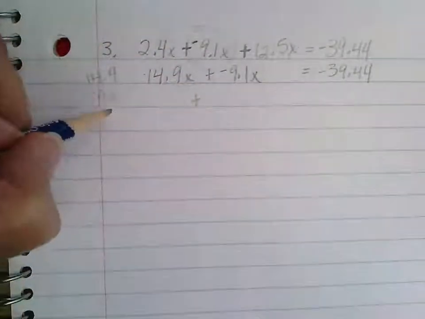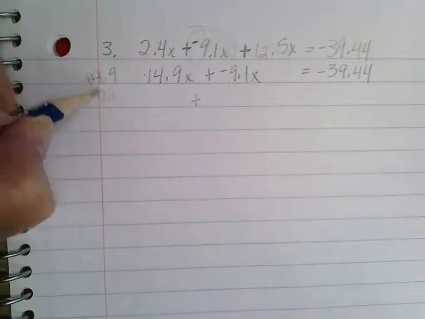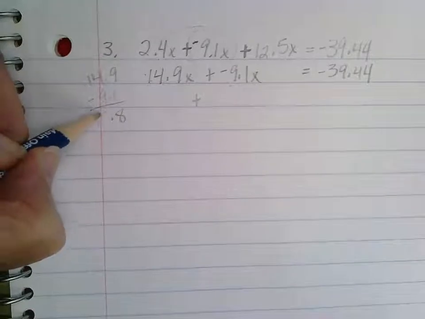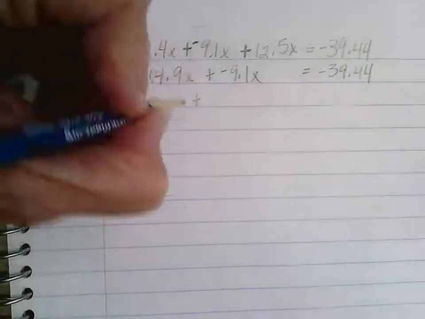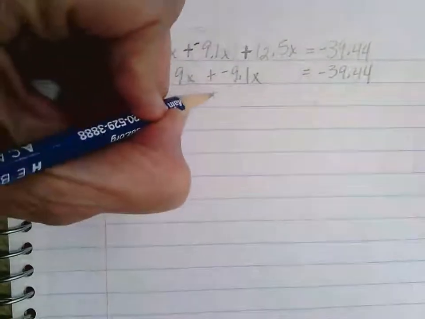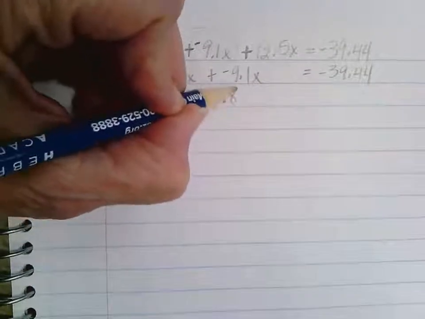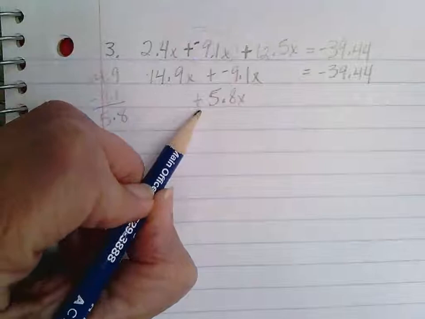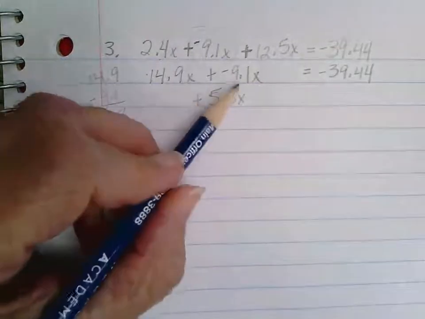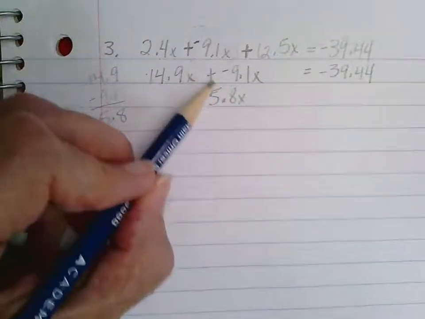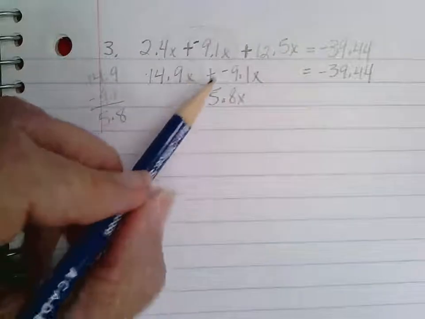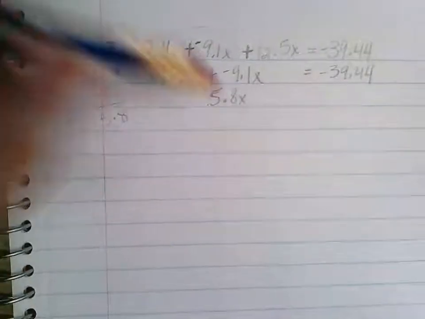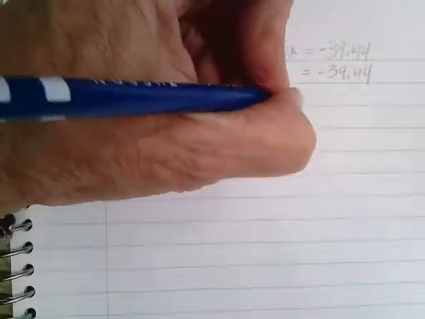And to find what that answer is, I take the smaller value from the larger value, and I'm going to get 5 8/10. So this is going to be a positive 5 8/10 x. Do you have to put that plus sign there? No. I do that to help me remember when I'm adding and subtracting with unlike signs. So if you don't like it there, it doesn't have to be there.